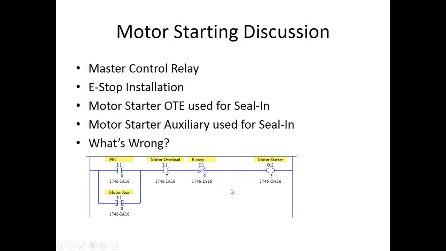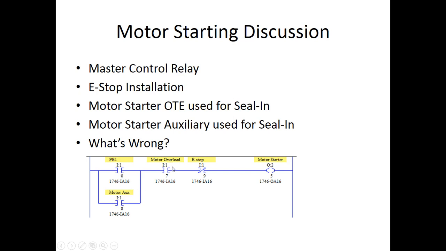Okay. What happens when the motor overheats? Well, the closed contacts on the motor, which are 1, writing a 1 into the data table, they open, and so we get a 0 into the data table. And so this contact right here opens. The motor starter will go off. The auxiliary contact will go off.